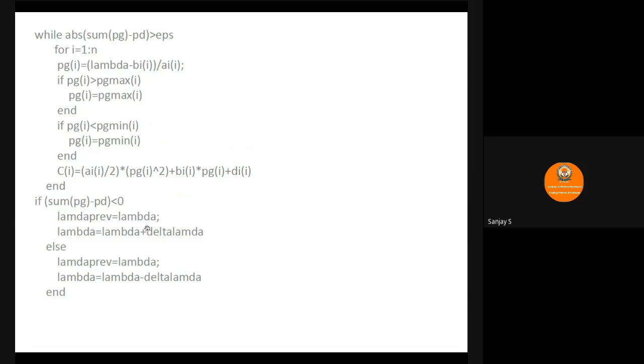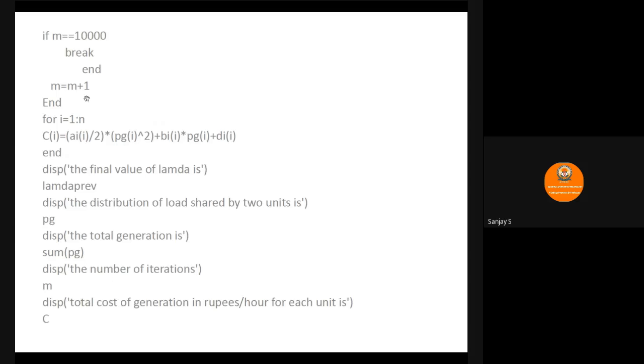So again here, if it is a negative value, you'll be adding delta lambda. If it is a positive value, you'll be subtracting delta lambda. So if sum of Pg minus Pd is less than 0, then in the second line you are having lambda plus delta lambda, and if sum of Pg minus Pd is greater than 0, it will be lambda minus delta lambda.